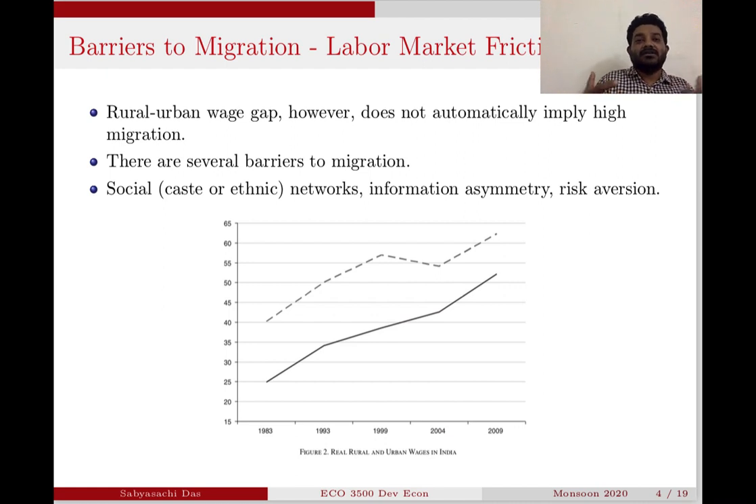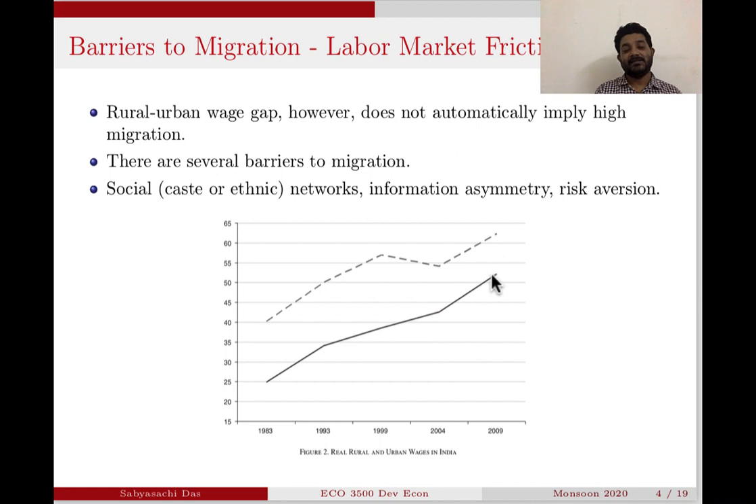That means that there is money to be made which is not being made because of these various kinds of barriers that exist in society. And removal of these barriers can lead to greater migration and economic prosperity consequently. Okay. So this, for example, is a figure for India.